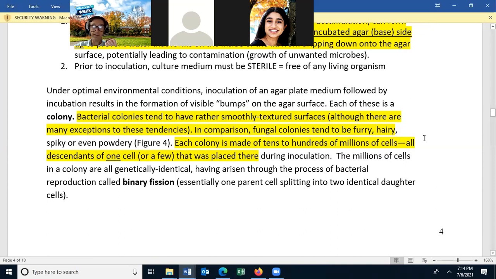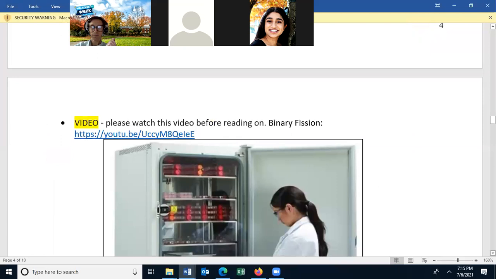That one cell will simply divide into two cells into four cells into eight cells into 16, etc., until we get enough cells that we can see the colony. And we call that bacteria grow by binary fission. We'll talk about binary fission later in the lecture. We might talk about it in the lab. Now here's a video for you to watch on binary fission.